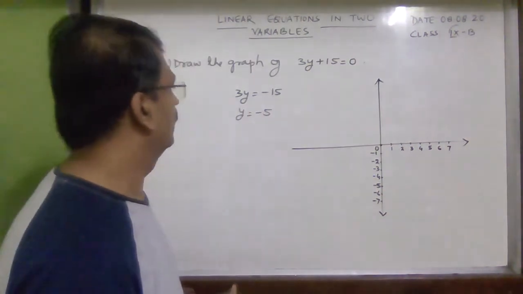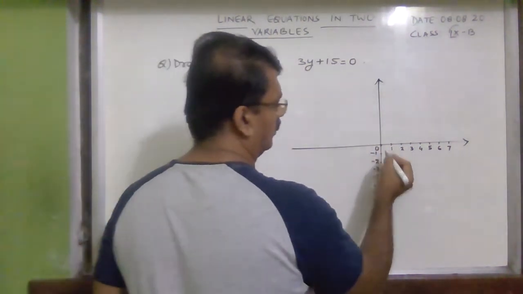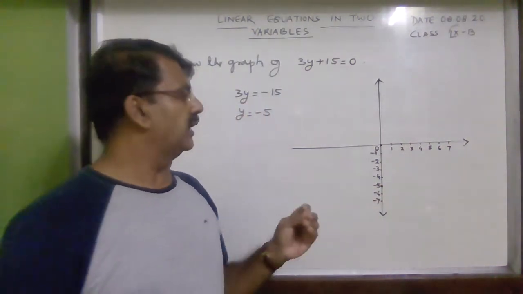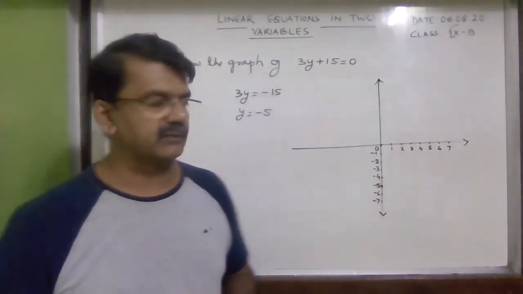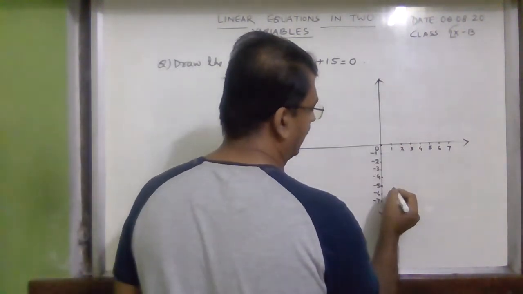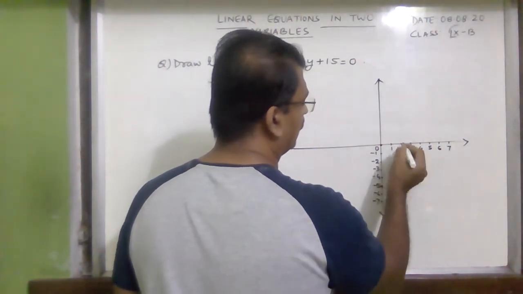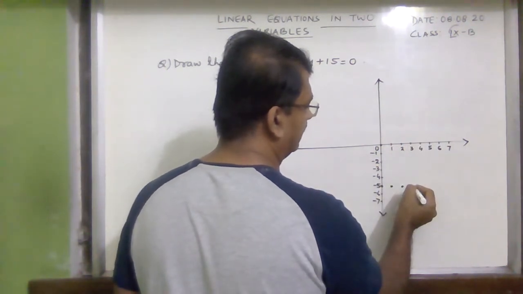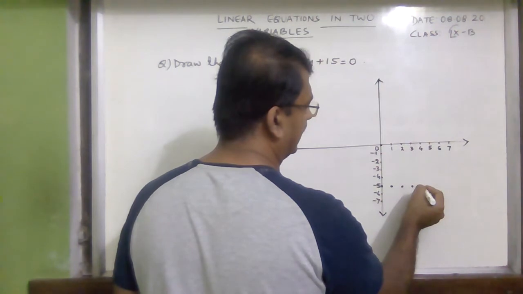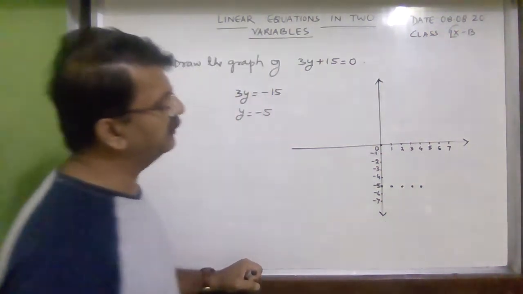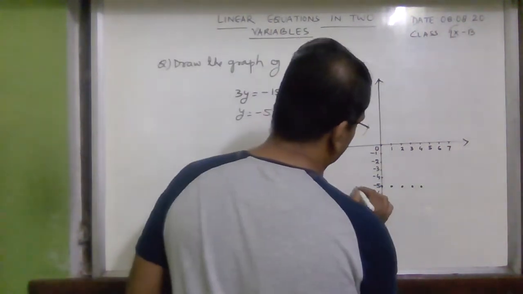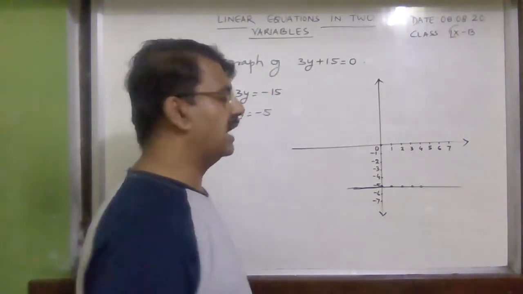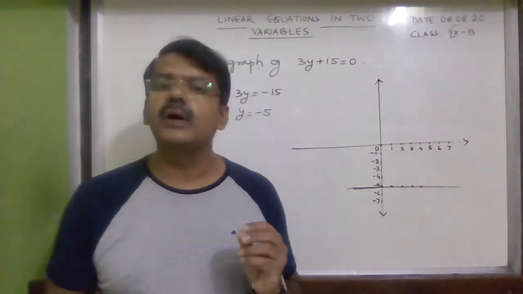Now you see, when x is 0, y is minus 5. I told you, irrespective of the value of x, the value of y will always remain minus 5. When x is 1, y is minus 5. When x is 2, y is minus 5. When x is 3, y is minus 5. When x is 4, y is minus 5. Now if you join these points, then you will see the graph is a straight line which is parallel to the x-axis.